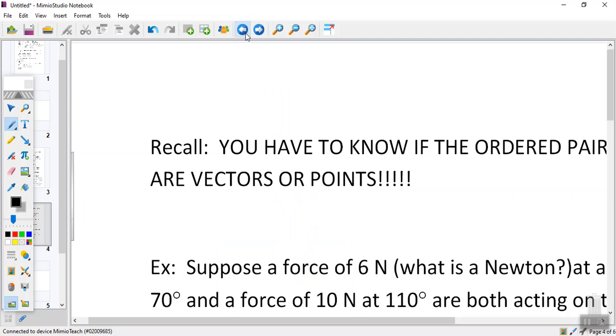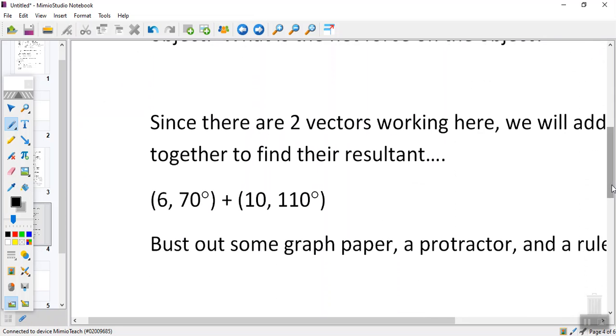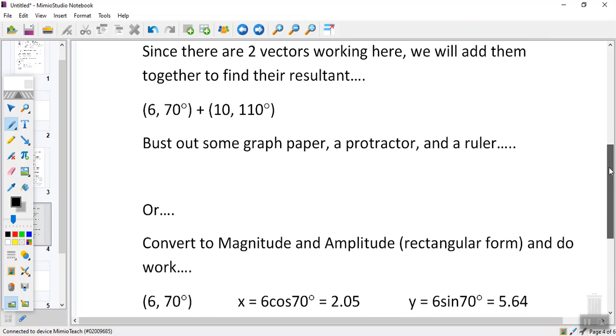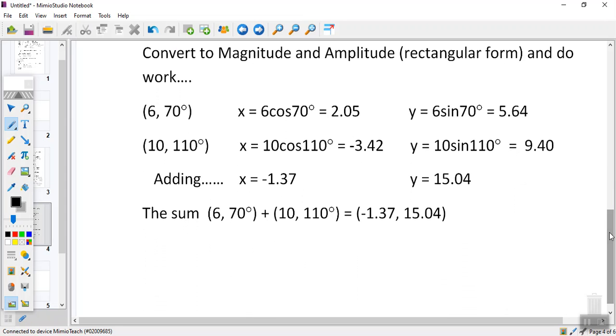So if I go back here, this is how things are going to work for us. It says to recall that when we add stuff in polar form, and we already did the drawing, we can turn these into rectangular coordinates, can't we? By doing 6 cosine 70 and 6 sine 70 to get the x, y for the first vector. Same thing for this vector. Does this make sense? When I add the rectangular sums, this is what I end up with: negative 1.37 comma what? 15.04. Okay, so let's see what this looks like on the next page.